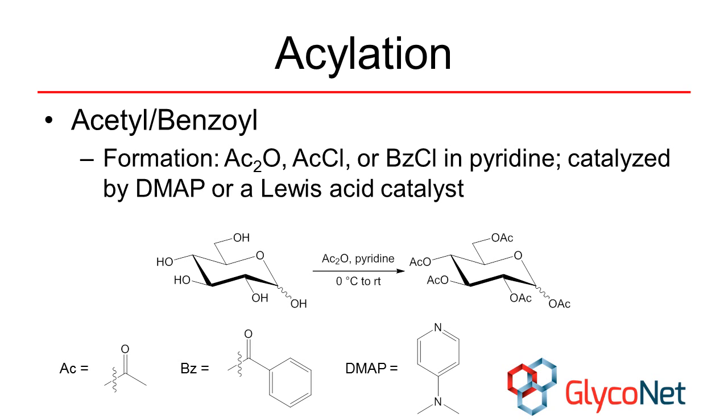Let's begin with acyl protecting groups. Acetylation and benzoylation are the two most common types of acylations, with acetic anhydride, or the acyl chlorides, used to introduce the acyl group. The reaction is most often carried out in pyridine, which acts as both a solvent and a base, and dimethylaminopyridine, aka DMAP, or Lewis acid, are frequently added as catalysts.